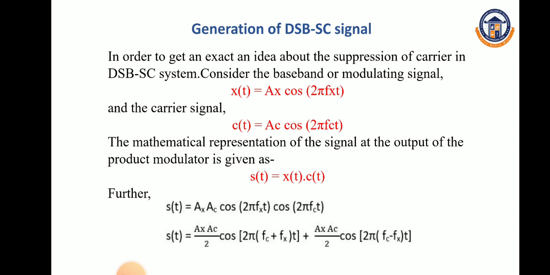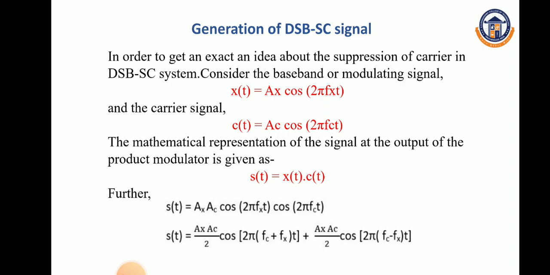Now the generation of DSB-SC signal, the suppression of carrier. Consider the baseband or modulating signal, the equation is x of t equals Ax cos 2 pi fx t, and the carrier signal is c of t equals Ac cos 2 pi fc t. The mathematical representation of the product modulator output, which is the DSB-SC signal, is s of t equals x of t into c of t.